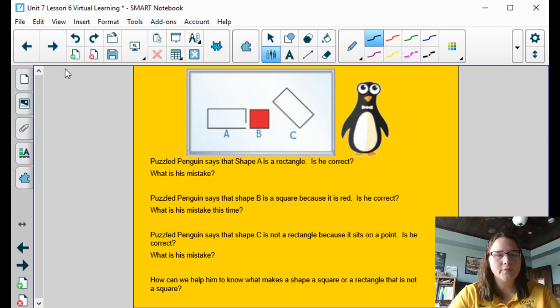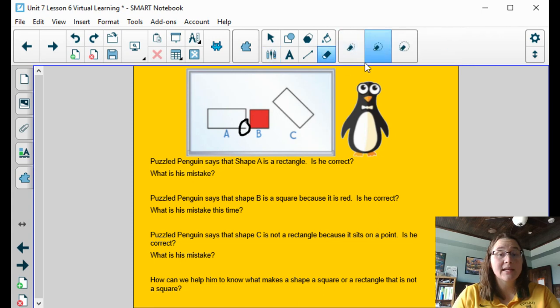Oh, Puzzled Penguin. He wants to know if he is correct. He says that this first shape here, A, is a rectangle. Is he correct? No, he's not correct. Is he? What is his mistake? What did he do wrong? That's right, boys and girls, if you look here, that shape is not closed, is it? There's a gap there. Remember, for a rectangle to be a rectangle, it has to have no gaps. It has to be closed.